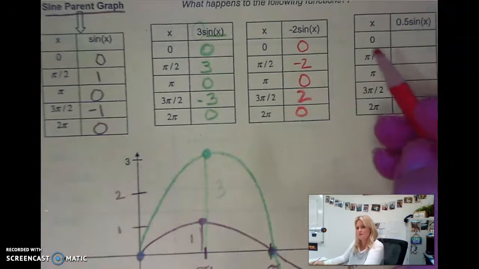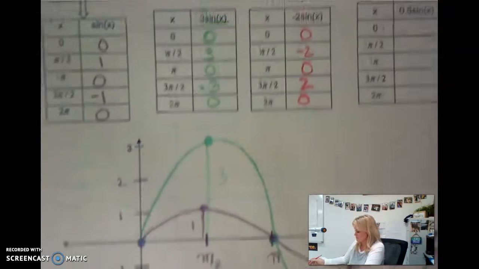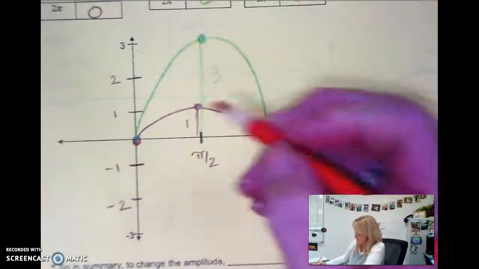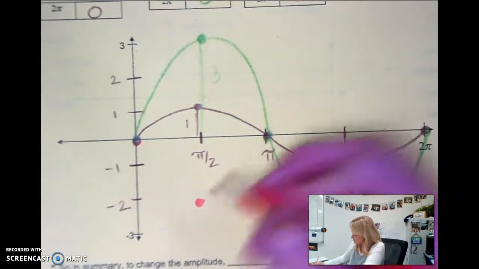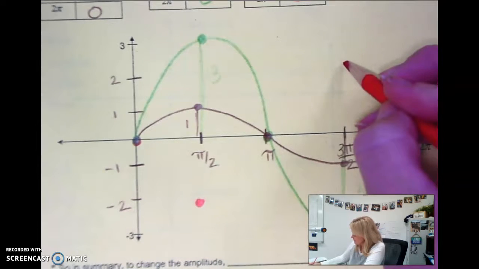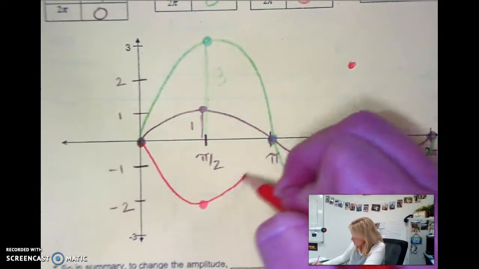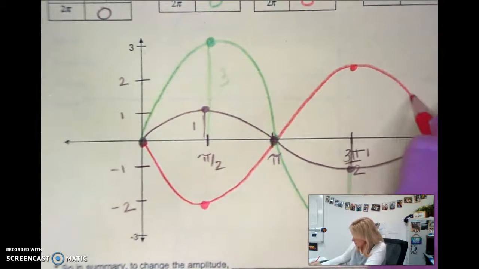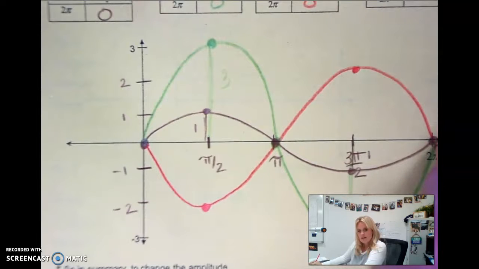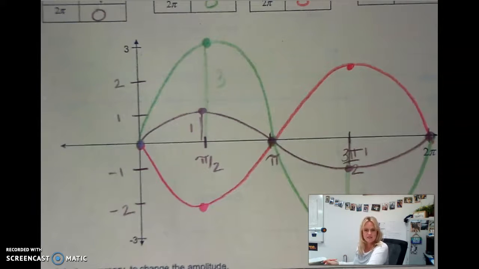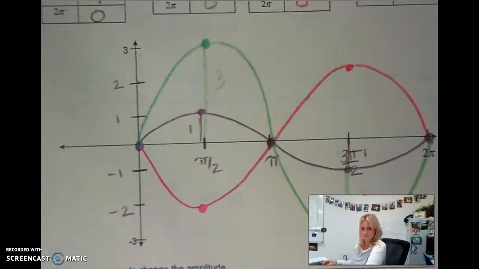So what happened when we multiplied by a negative? We still start at 0, 0, but this time it goes down and then up. And if you think about when you learned about parabolas back in Algebra 2, if A was negative, the parabola went upside down. If A was positive, the parabola went up first. So that should kind of make sense why the negative flipped it.